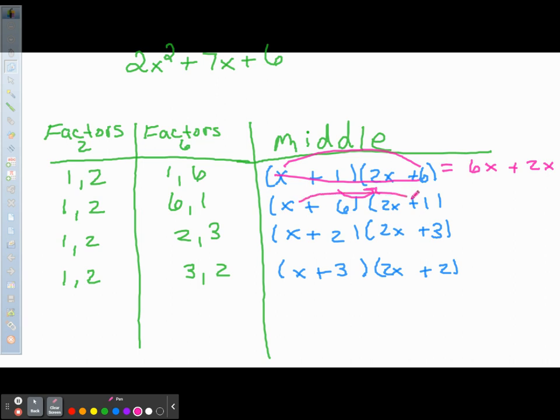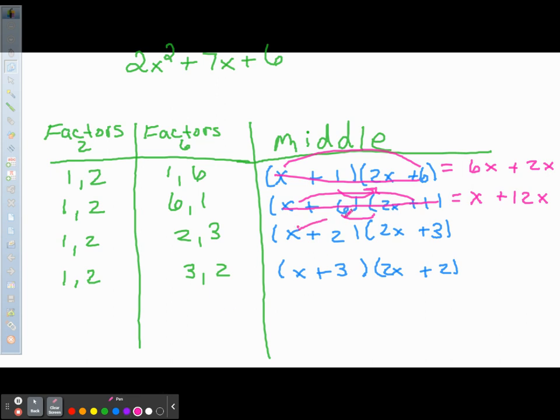First you do x times 1, which is x. 6 times 2x, which is 12x. What's x plus 12x? Is that what I want? Nope, so that one doesn't work. Okay, let's try the next one.